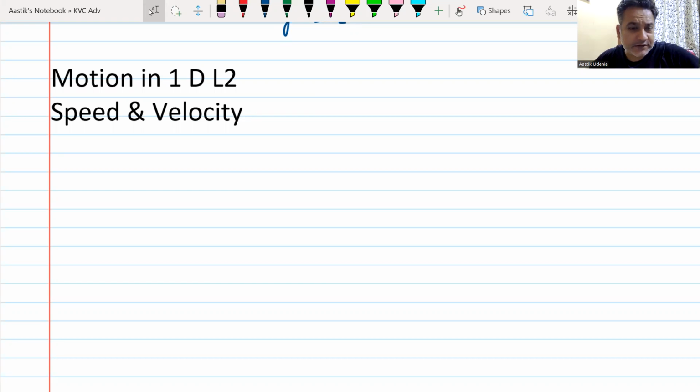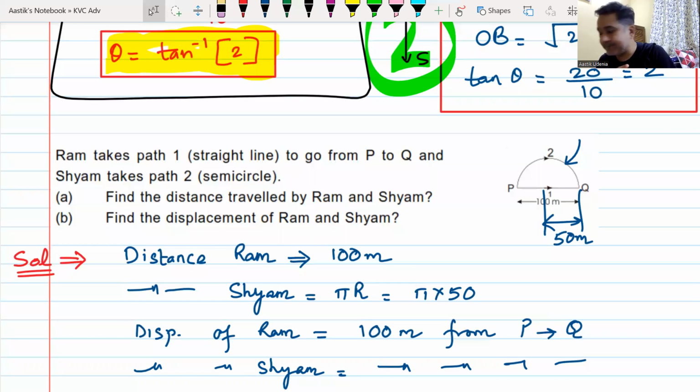We are dealing with the second lecture in this chapter, motion in 1D. In the last chapter, we had seen the definition of distance and displacement, and we had solved one or two questions. Do we remember this? Yes, sir. Just to give you a quick recap, I will start this class with a question, and I hope that you can solve this question for me.